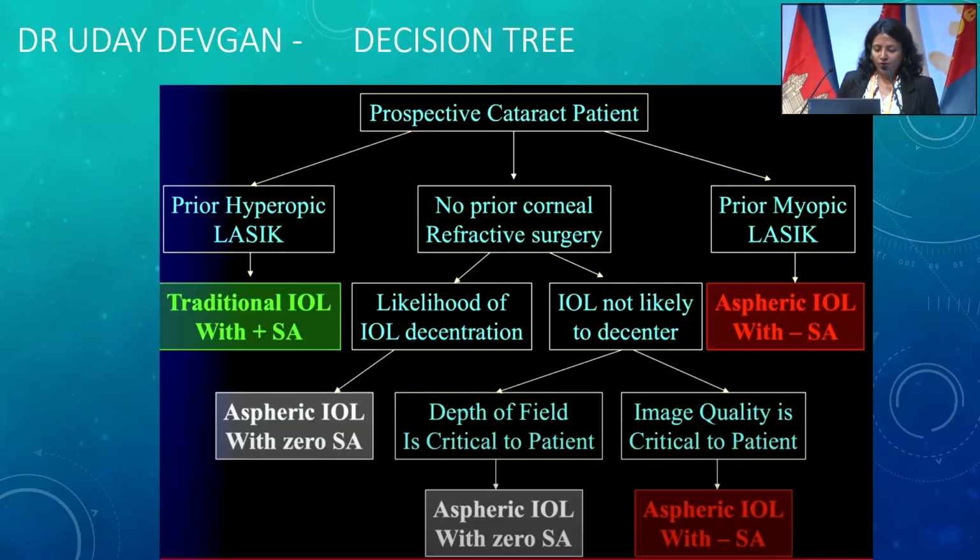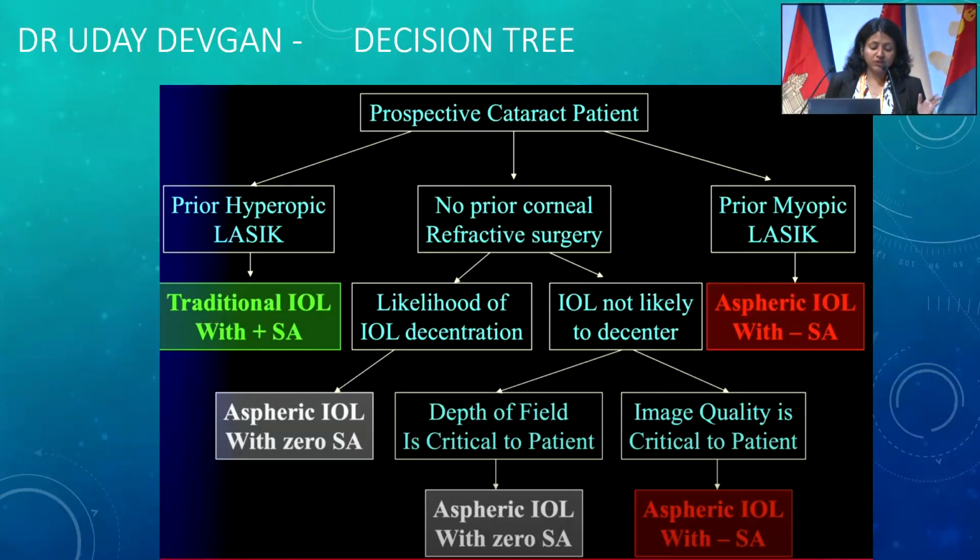I've borrowed this from Dr. Uday Gajiwala. He made a decision tree basically to help us understand in which kind of patient which IOL would be better. When we have a patient who has not had any prior corneal refractive surgery and the IOL is not likely to decenter, we know that the IOL is going to remain in the center, and depth of field is critical to the patient, then we should go ahead with an aspheric IOL with zero spherical aberration. If the patient wants very crisp image quality, then go with the negative spherical aberration.